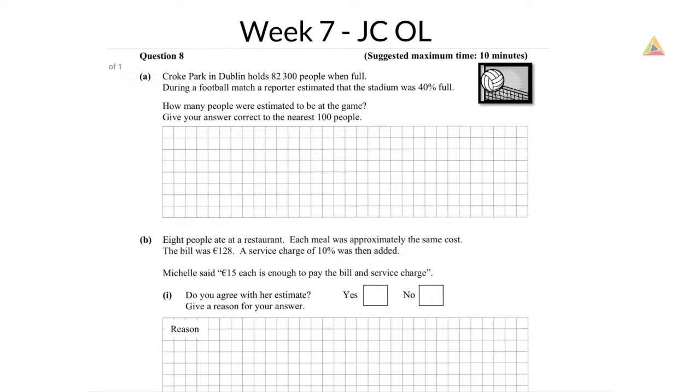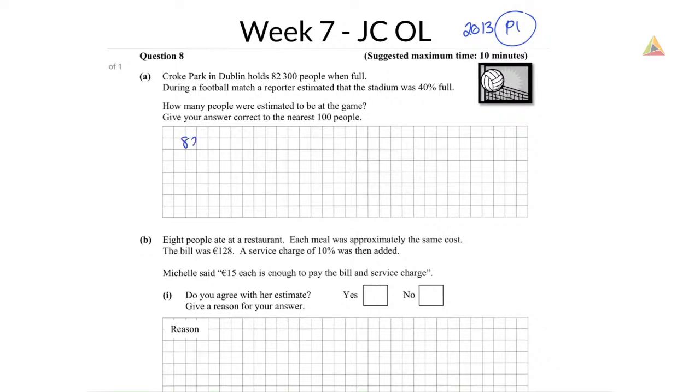Okay, so I pulled another paper there, and this is going to be from 2013 paper 1. Croke Park in Dublin holds 82,300 people when full. During a football match, a reporter estimated that the stadium was 40% full. How many people were estimated to be at the game? And give your answer correct to the nearest 100 people.